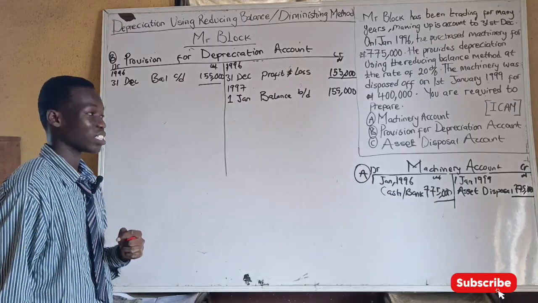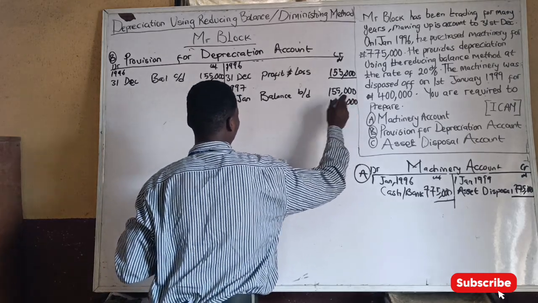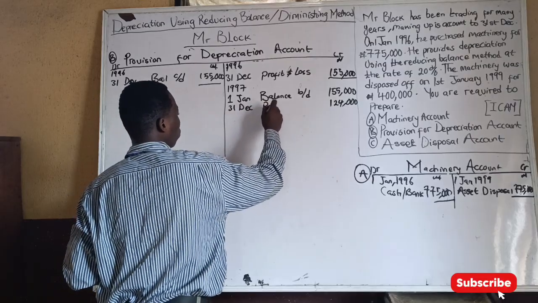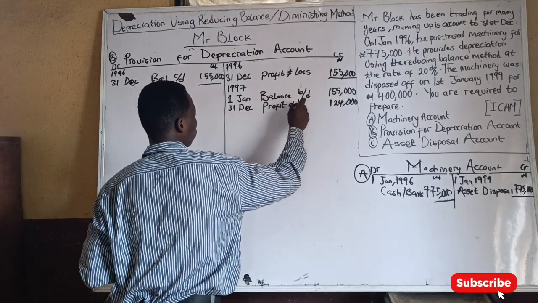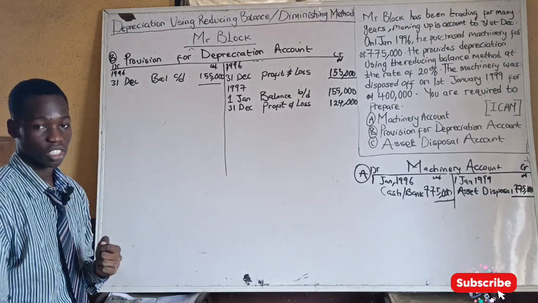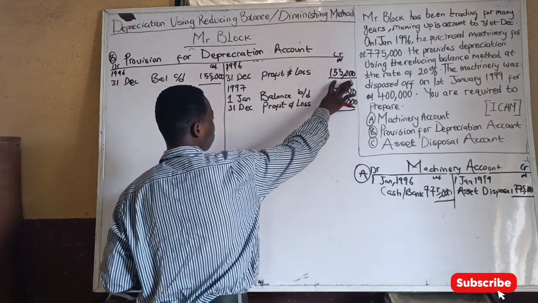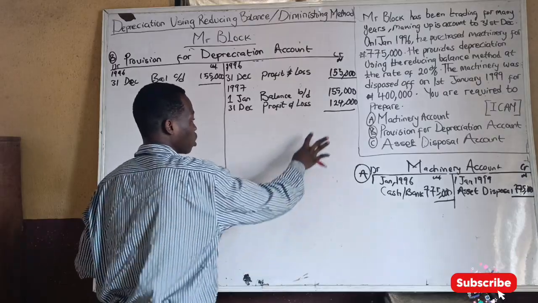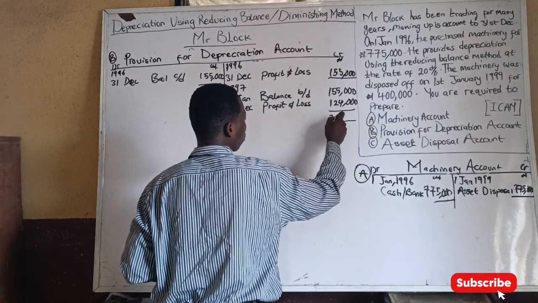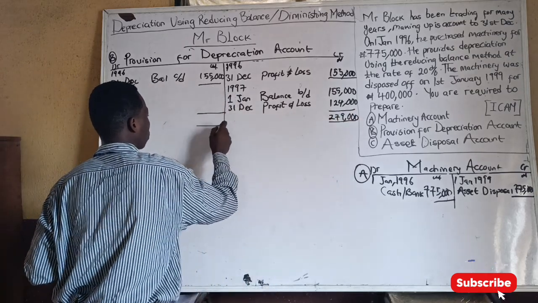Now, at the end of the year 1997, which is 31st December 1997, the depreciation we charged was 124,000 naira. So we have 31st December, profit and loss, because the amount is going to the credit side of the profit and loss account. So you are adding the first year depreciation to the second year depreciation. Then we have a total of 279,000 naira.